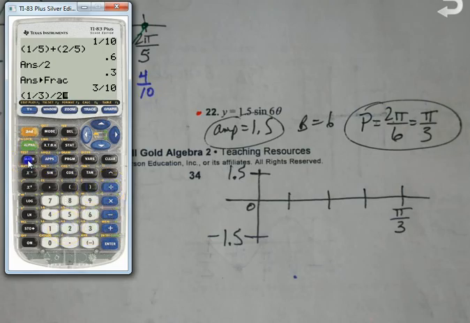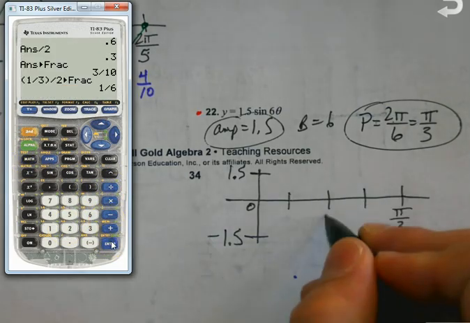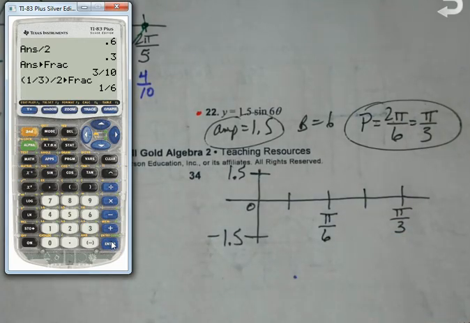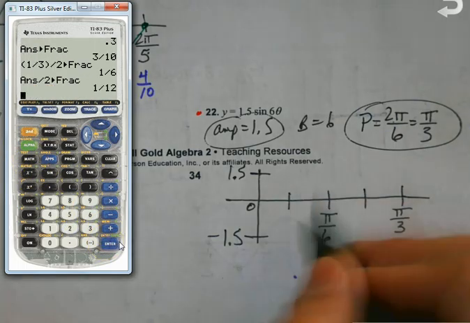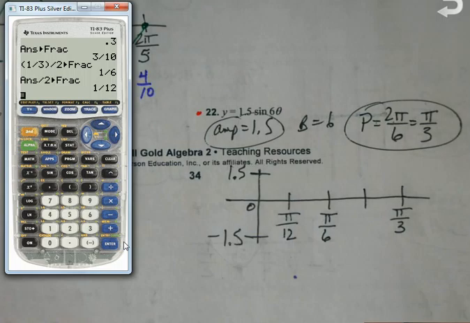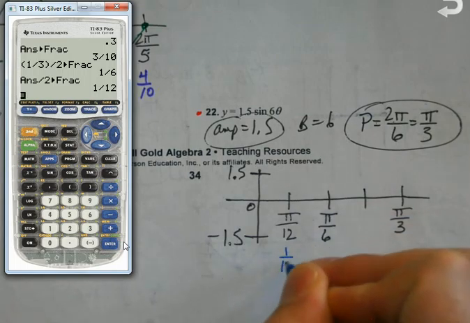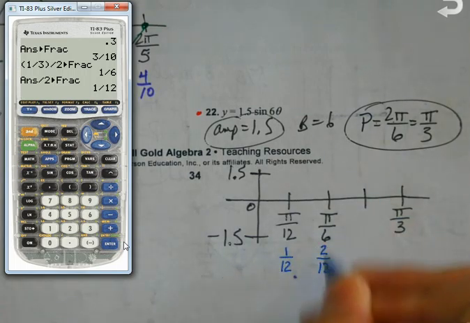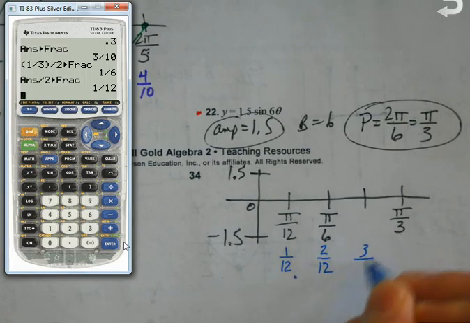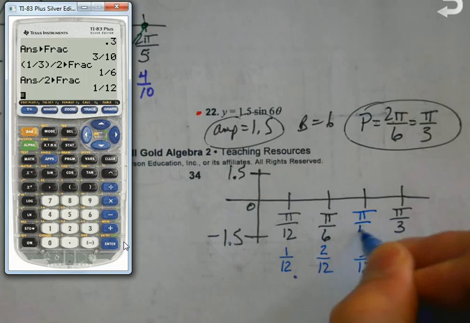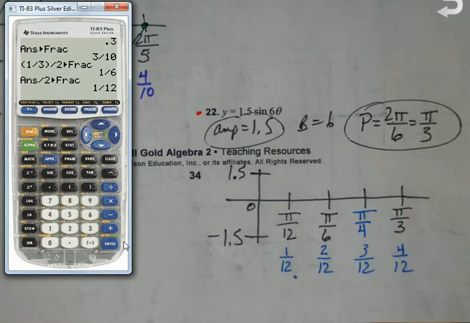1/3 divided by 2, 1/6, or pi over 6. I got to cut that in half again, so I'm going to divide that by 2, which is 1/12, or pi over 12. And again, start looking for patterns. That's what so much of testing everywhere is anymore. It's just, do you understand patterns? So I have 1/12, 2/12 reduced is 1/6. My mystery line is 3/12, but that reduces to 1/4. And then I'd have 4/12, which reduces to 1/3.